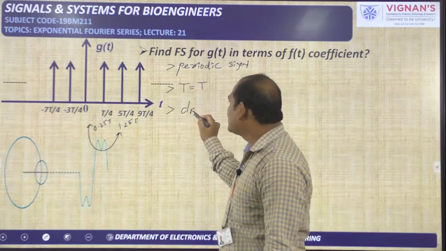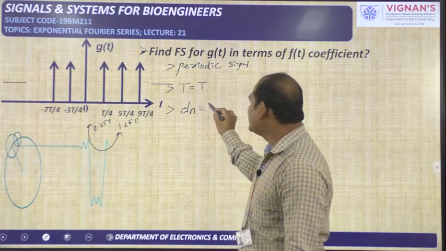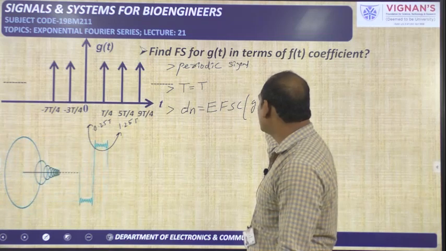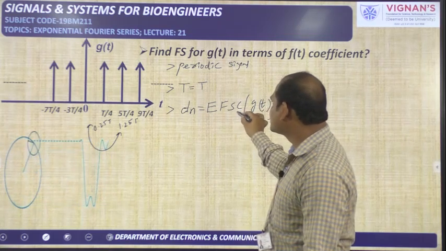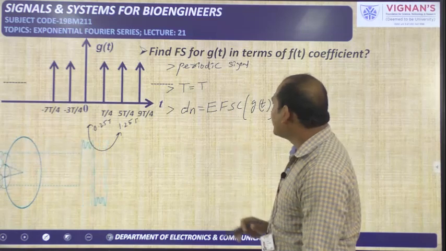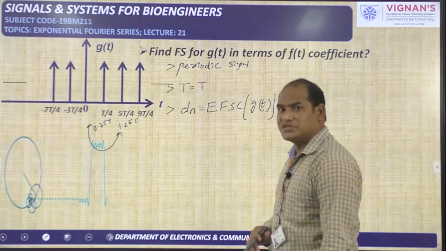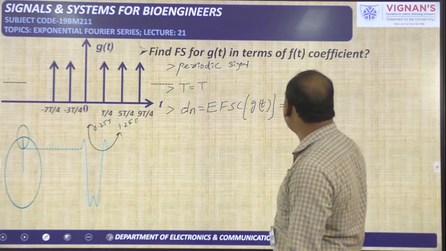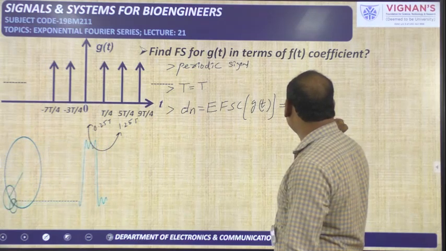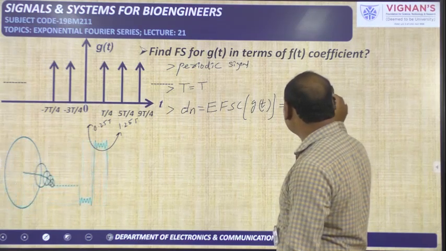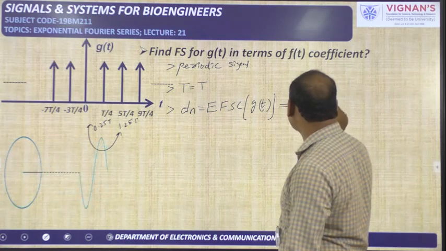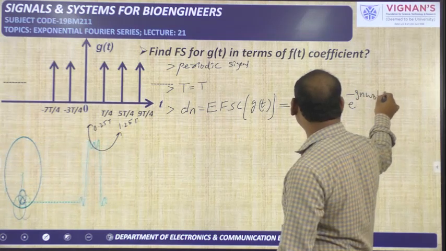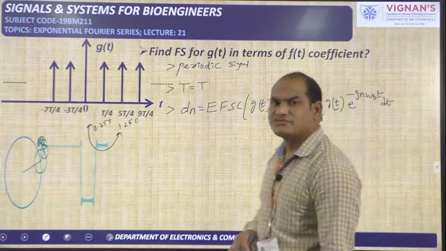In order to avoid the confusion, clearly I am writing here: exponential Fourier series coefficient of g of t. Previously we got the exponential Fourier series coefficient of f of t. Now I am going to write the exponential Fourier series coefficient of g of t. This is equal to, what is the formula we have written for the Cn previously? 1 by T integral. We have to do the integration over one period, and the signal for which we are finding the coefficient has to be written here: g of t e power minus j n omega naught t dt. Don't be confused by seeing this formula.